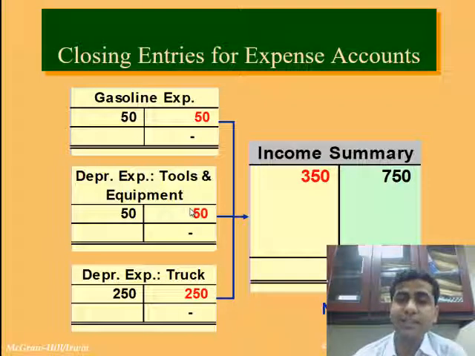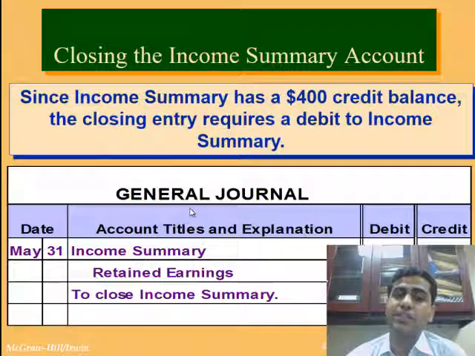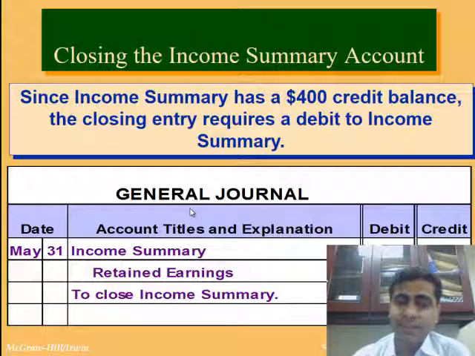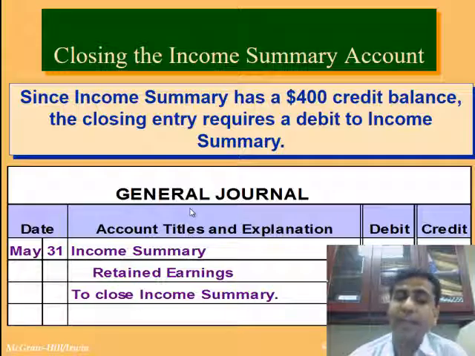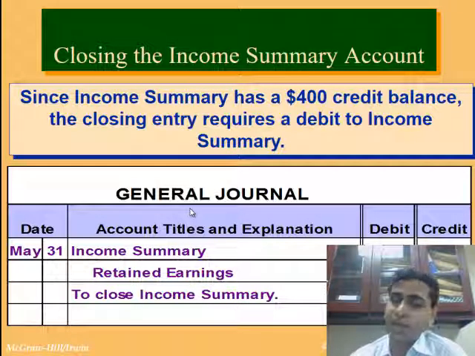And we said that net income will be closed into the retained earnings, and the retained earnings will be increased by this amount. Here we can see that the normal balance of retained earnings is on the credit side, and we are increasing it by crediting it, and we are debiting the income summary account in order to close the income summary account.